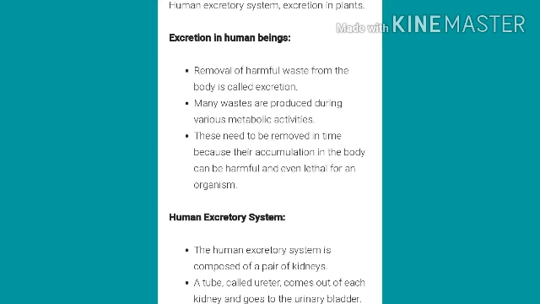And human excretory system, कौन कौन से हमारे शरीर में एक्सक्रीटरी सिस्टम है. नंबर 1, the human excretory system is composed of a pair of kidneys. A tube called the ureter comes out of each kidney and goes to the urinary bladder.